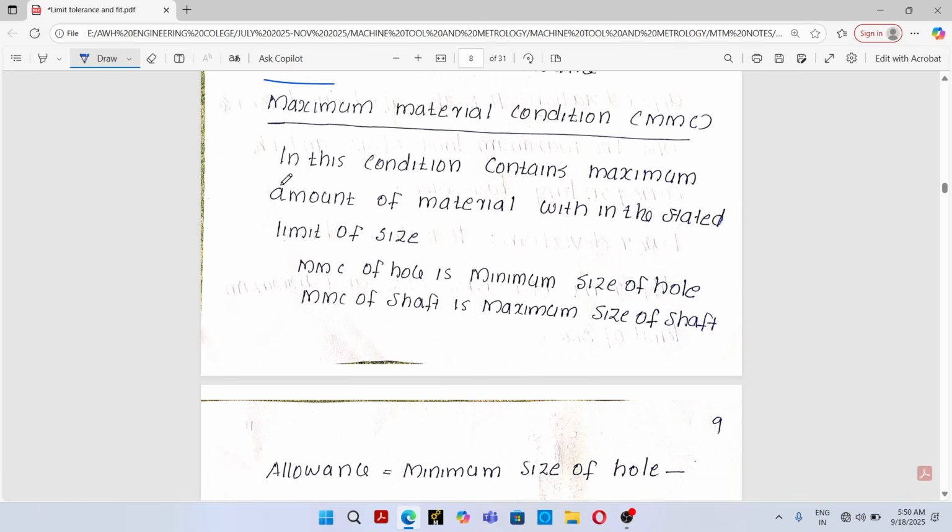See, maximum metal condition is related to hole and shaft. What is maximum metal condition of hole, and what is maximum metal condition of shaft? See, in maximum material condition, MMC, the part contains the maximum amount of material within the stated limit of size.